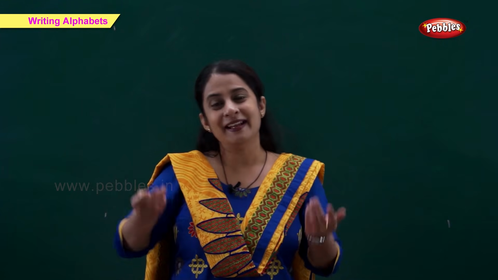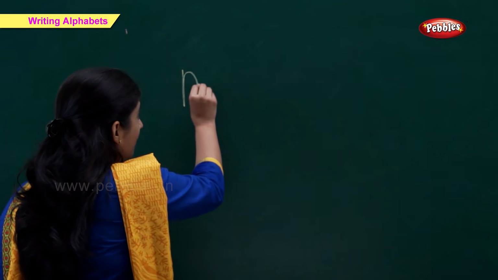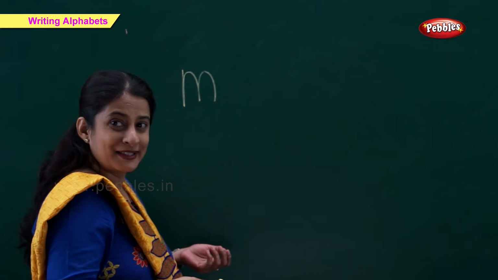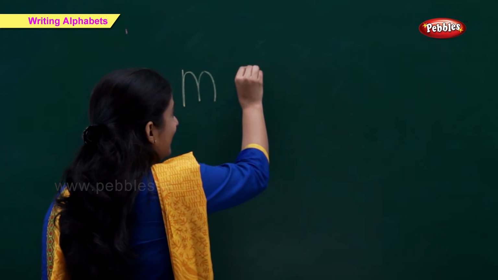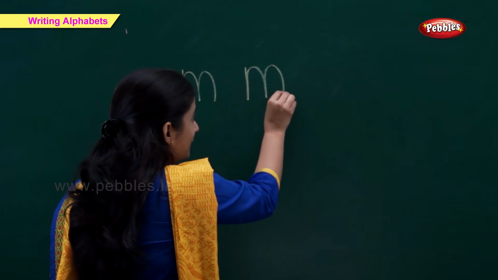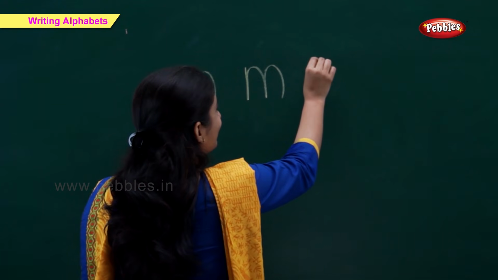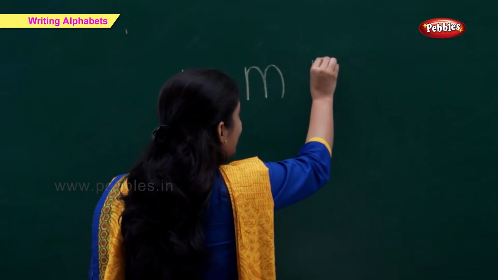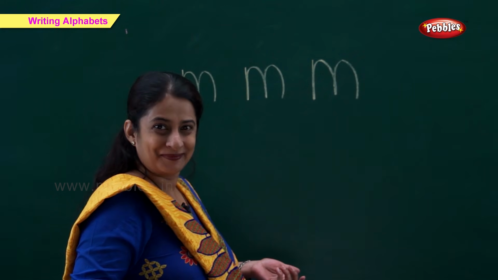Now we will write M. Small m. Standing line with two curves makes small m. Standing line with two curves makes small m. Again. Standing line with two curves makes small m.